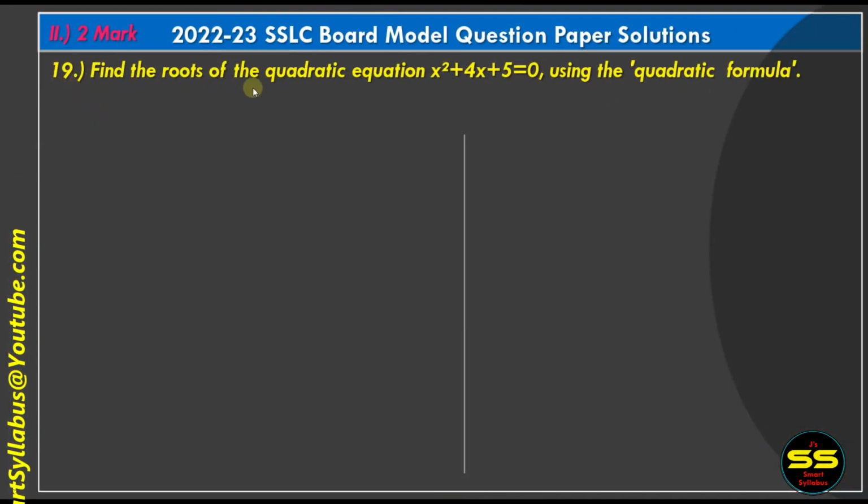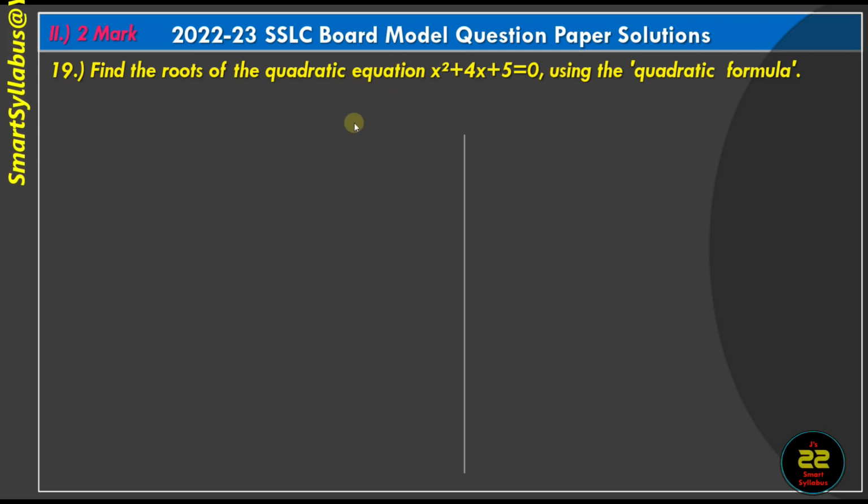Question number 19. Find the roots of the quadratic equation x square plus 4x plus 5 is equal to 0 using the quadratic formula. Students, this question number 19, again remember this point, it's going to be a 100% question for your final examination, that is solving a quadratic equation using the quadratic formula. So do practice this formula and do practice this method. The method is already a very easy method, just you need to focus a little bit. You have to concentrate on the minus sign, especially when the equation is having a minus sign.